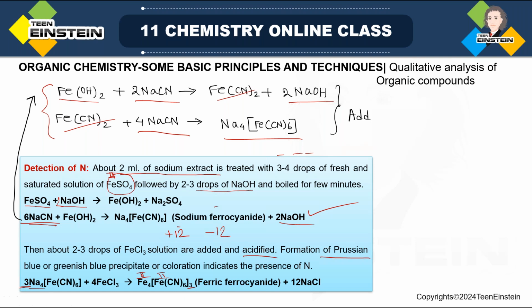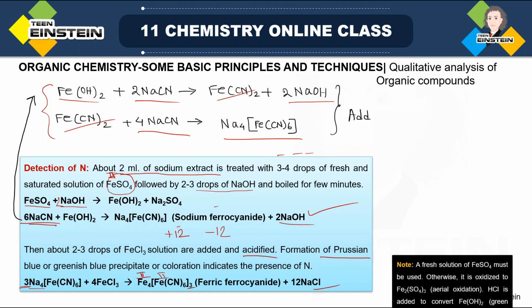So always study in this way. What is the logic behind it? What is the explanation behind it? Why is the formula like this? Why is it Na4[Fe(CN)6], but when it is Fe, now it is Fe4[Fe(CN)6]3. So if you know the reason, you don't have to simply memorize it. You can easily understand it. And 12 NaCl, these are the byproducts.